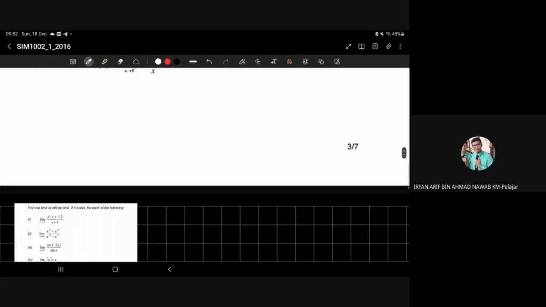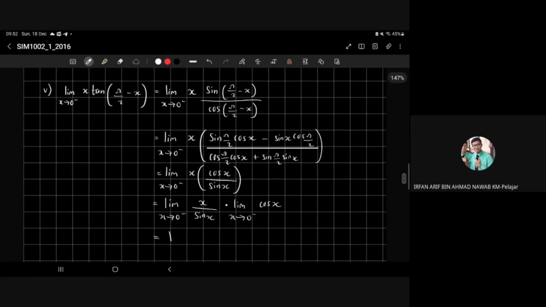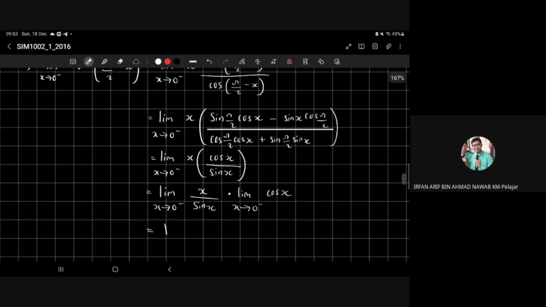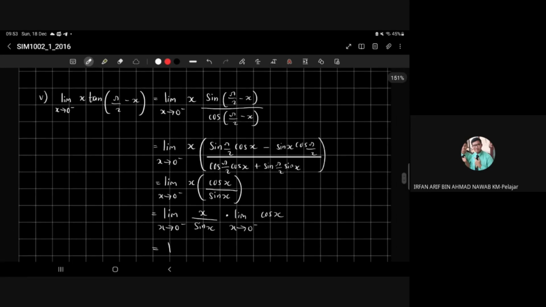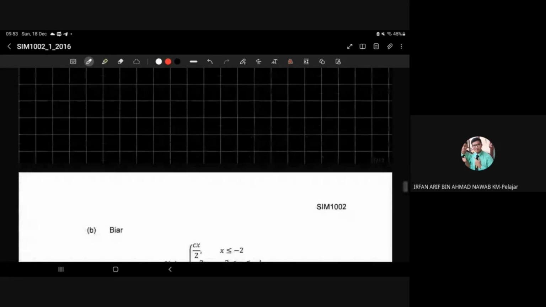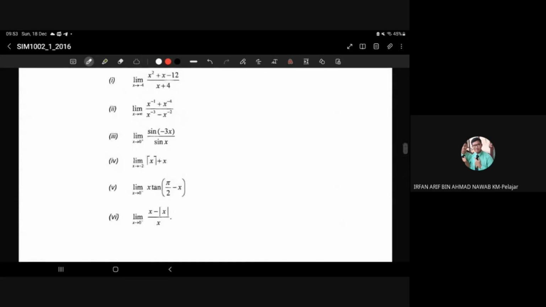For question 5, I think I solve it like this. I convert my tangent to become sine of x over cosine of x, then I expand it, and from there I could simplify it. And then, as usual, I applied the limit identity for x approaching 0 for x over sine of x, and solve it from there. Okay, so it's very, very crucial for you guys to know the identity. And I think I haven't done question 6.